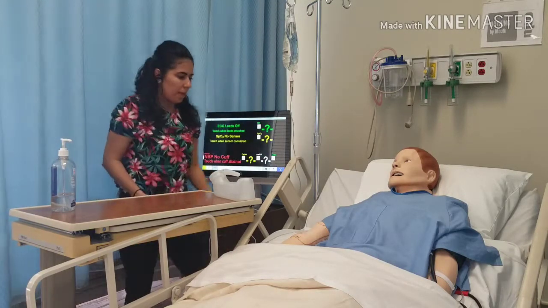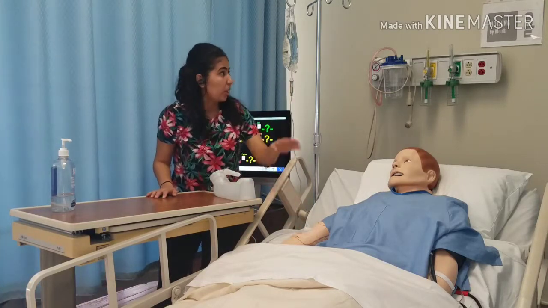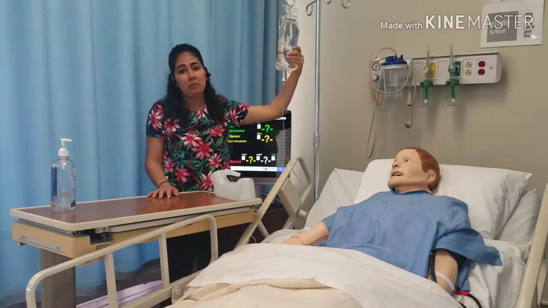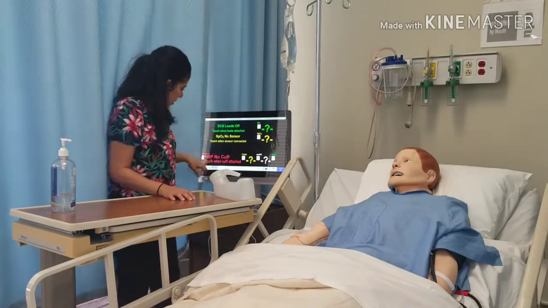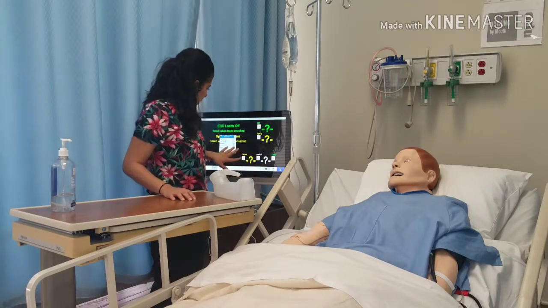So now my bed is all the way down. I already checked my IV. It's nice and patent. It's not infiltrated. I have 35 normal saline for hydration. Why don't we go ahead and take his vitals really quick, just for the sake of more data. Okay.